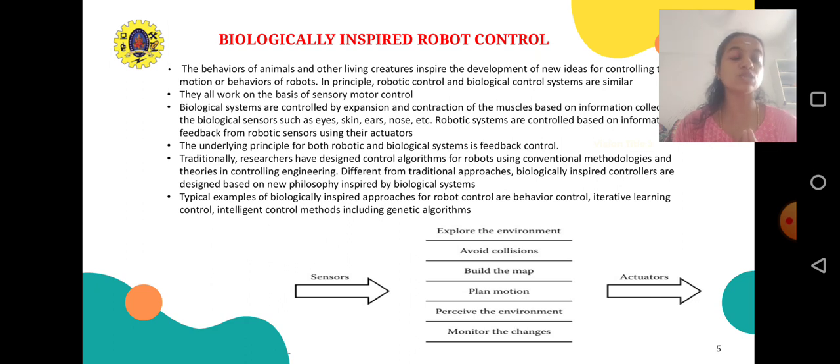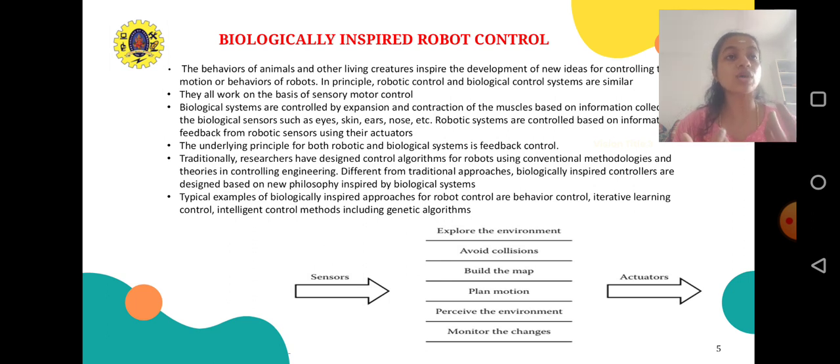They all work on the basis of sensory motor control. Here, biological systems are controlled by expansion and contraction of the muscles based on the information collected by the biological sensors such as eyes, skin, ears, nose, etc.